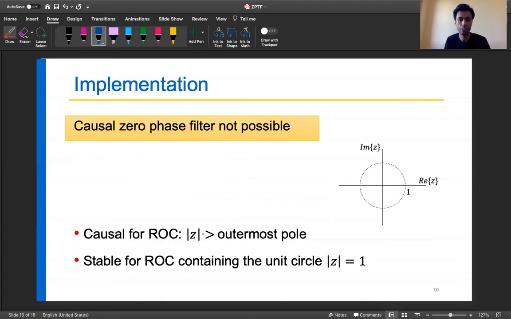And it means my ROC is basically outside the outermost pole. You remember in Z transform we talk of ROCs. So let's say this is a pole. By mirror symmetry we'll have a pole here. So my ROC will be this region. This region is my ROC for causality.